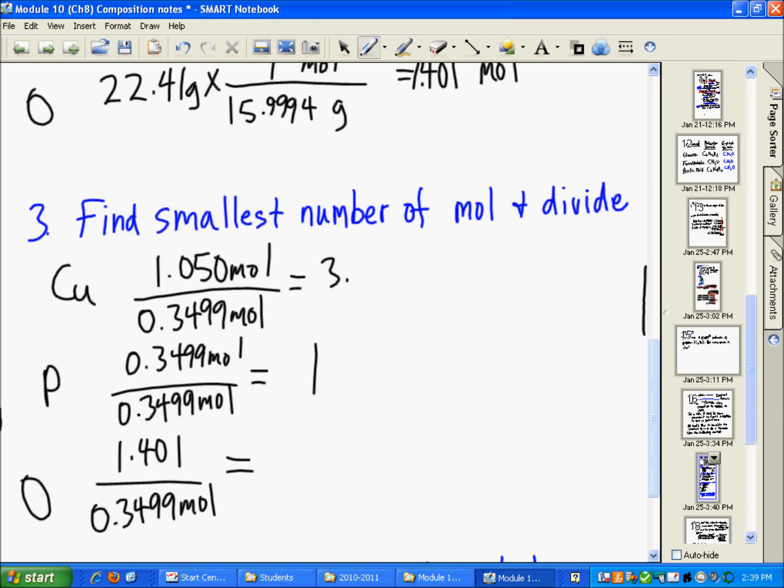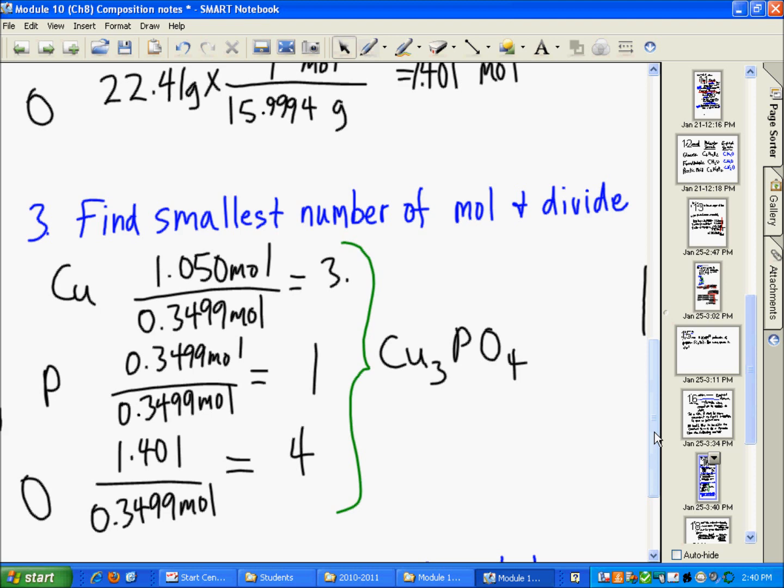1.401 divided by 0.3499 is 4.004. So call it 4.004, so we're going to call it 4. And now our empirical formula has 3 coppers, 1 phosphorus, and again, we don't need to show the 1, and 4 oxygens. So the empirical formula is Cu3PO4.